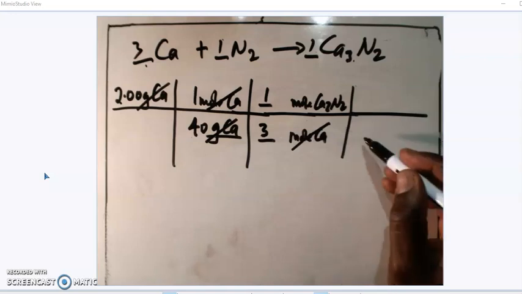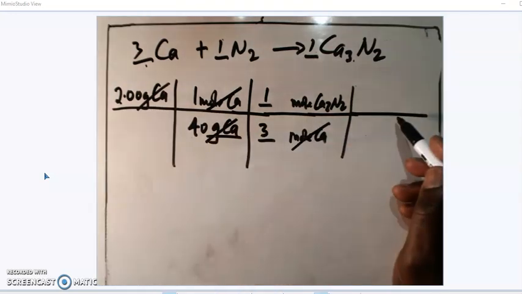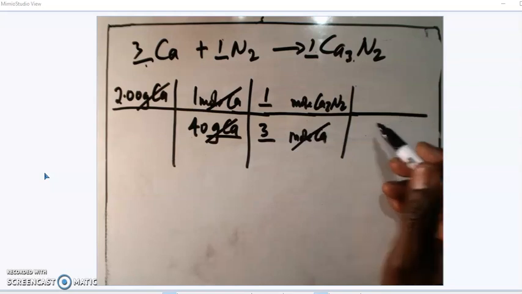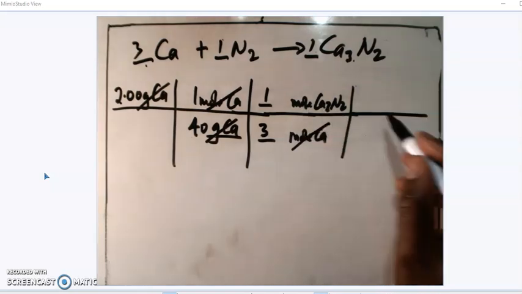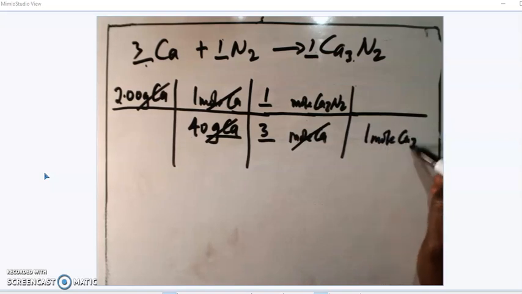Alright, the next step is the grams. You started with the grams, we're going to end with the grams, which is mass. So we have mole of calcium nitride here. It's going to be 1 mole. Remember, it's always 1 mole at the end.